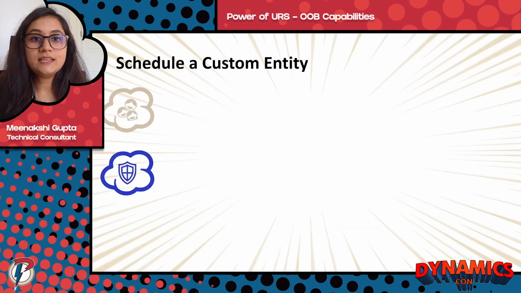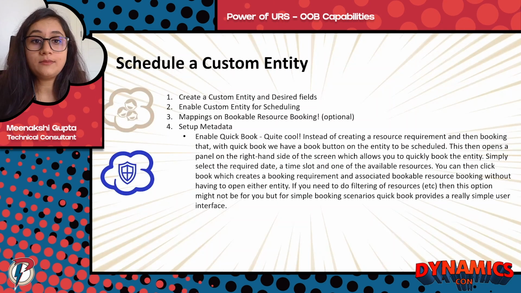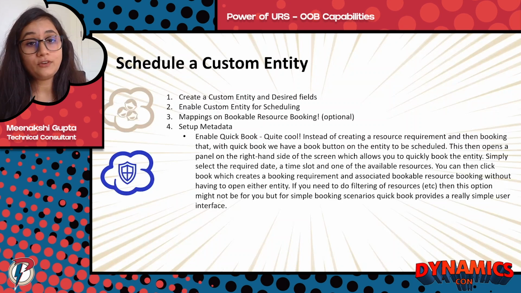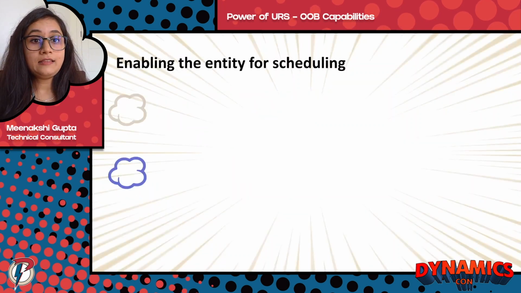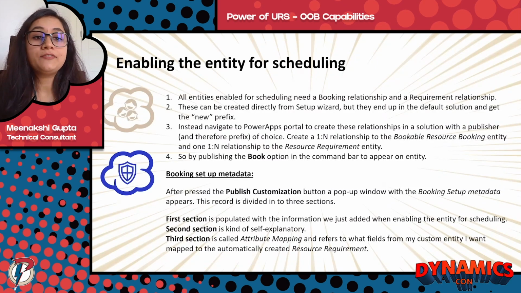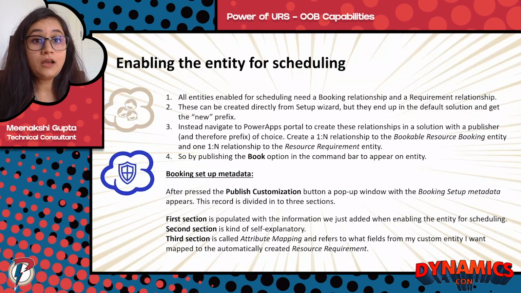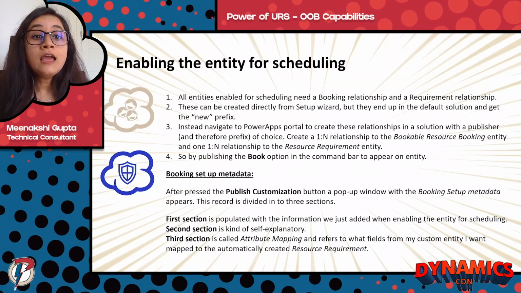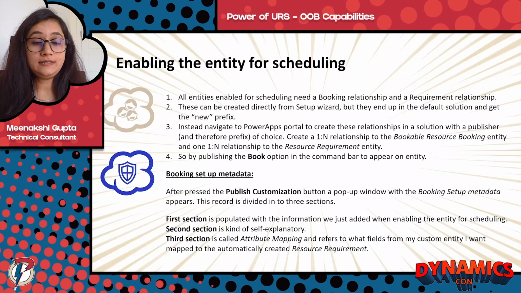And next is the custom entity. So I'm also going to show you how I'm going to use the custom entity for scheduling purposes, how the mapping works, how to set up the metadata for the custom entity. And if you have your custom entity, definitely you need to enable the scheduling for the custom entity, and how to enable the scheduling for any entity, how to set up the metadata, and what the metadata is, how it works, we will see that. So when you are scheduling a custom entity, there are a couple of relationships which we need to create, and what parameters we need to consider, we will see that.